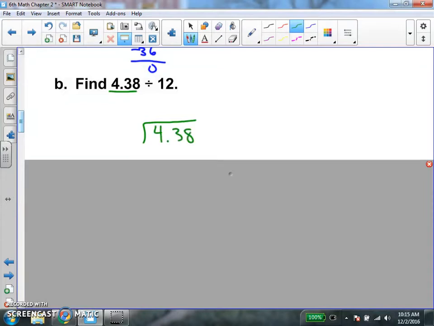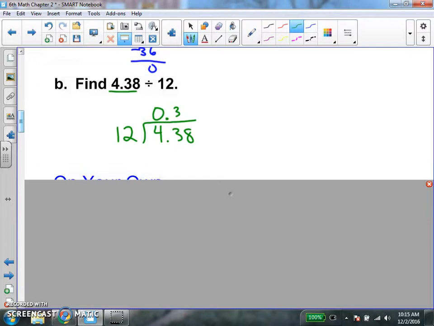4.38 divided by 12. First step, I would bring my decimal straight up in my quotient. Then ask yourself, does 12 go into 4? No, it doesn't. 12 does not go into 4. So I'd put a 0 out in the front. And then look to your next digit. Does 12 go into 43? You bet. 12 goes into 43 3 times.